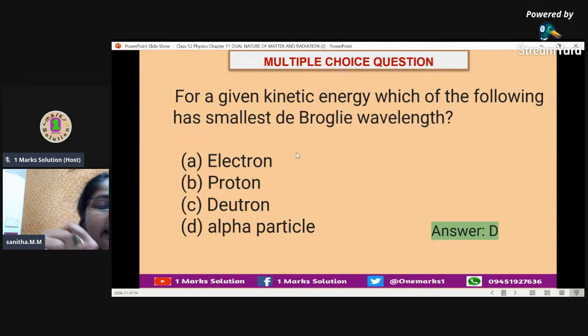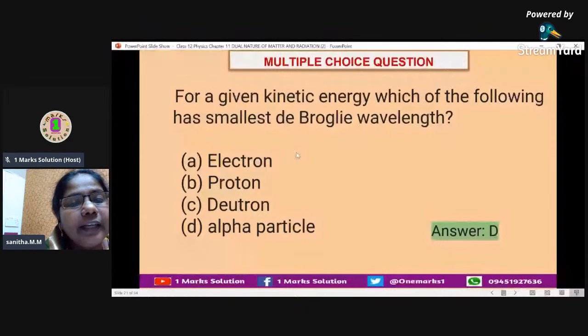Here we can say electron, proton, deuteron, and alpha particle is given, right? In these 4 particles, which one is having more mass? Sure, we can say alpha. So alpha particle is 2He4, equivalent to a helium nucleus. So we can say the answer is D, that is having smallest wavelength. You just remember that when mass increases, wavelength will be decreasing.